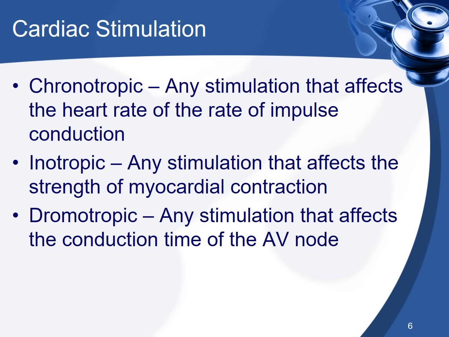There are several different ways that the heart can get stimulated. The chronotropic stimulation is basically what affects the heart rate. So you may hear a positive chronotropic stimulation or a negative chronotropic stimulation. Positive stimulation will increase heart rate. Think about some of the medications that we give. Some of our medications, like atropine, will increase heart rate. That's a positive chronotropic effect.